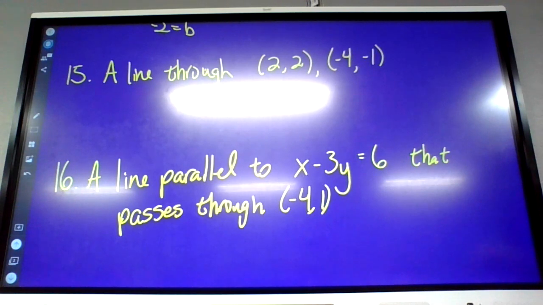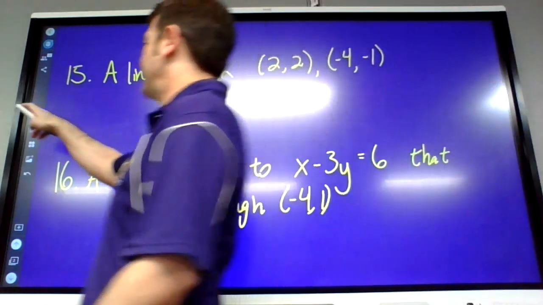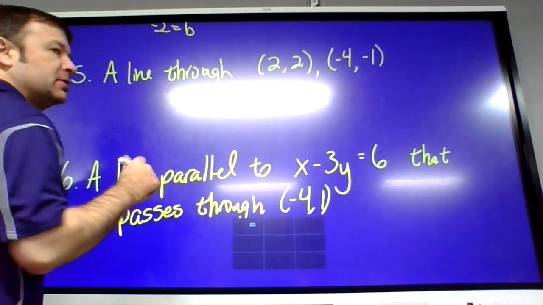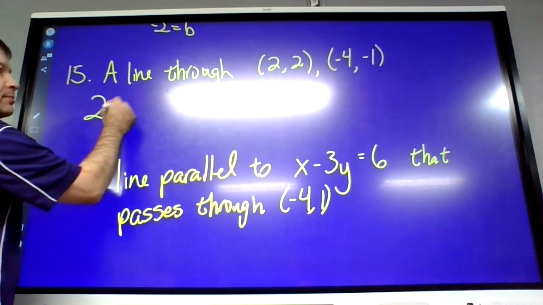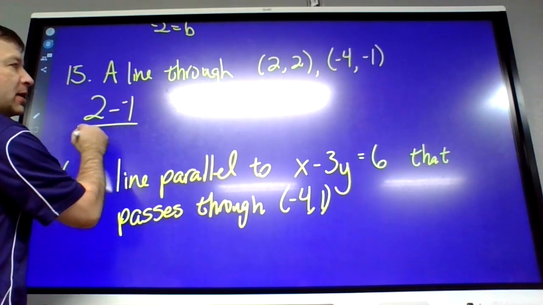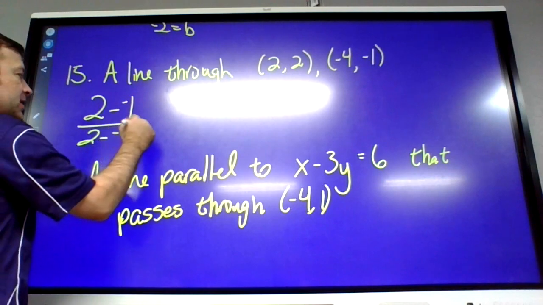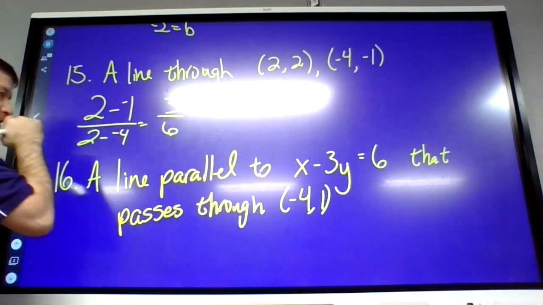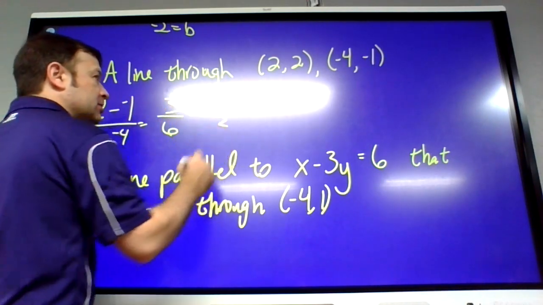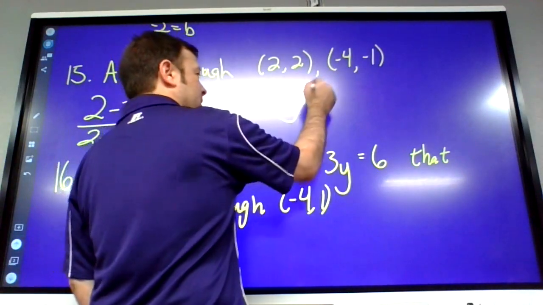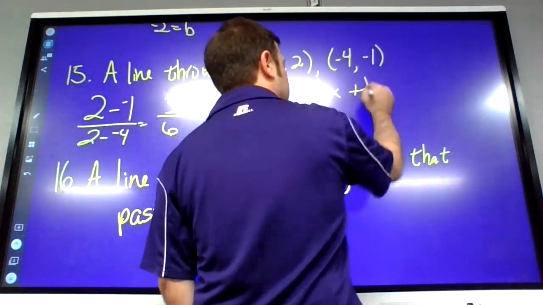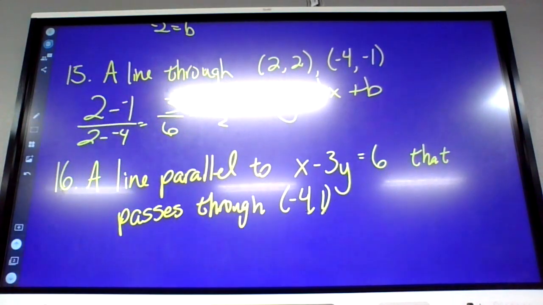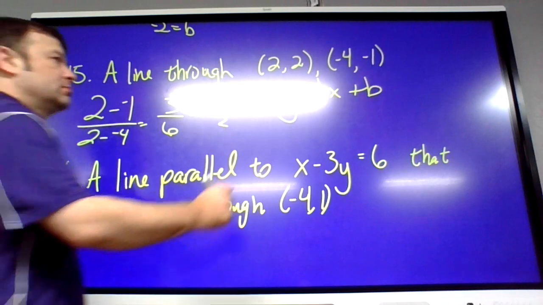On 15, what should we do first? First, we have to find the slope. How do we find the slope? y minus y over x minus x. So the slope is 1 half, so I got y equals 1 half x plus b. How do I find b? You plug in one of the numbers above.